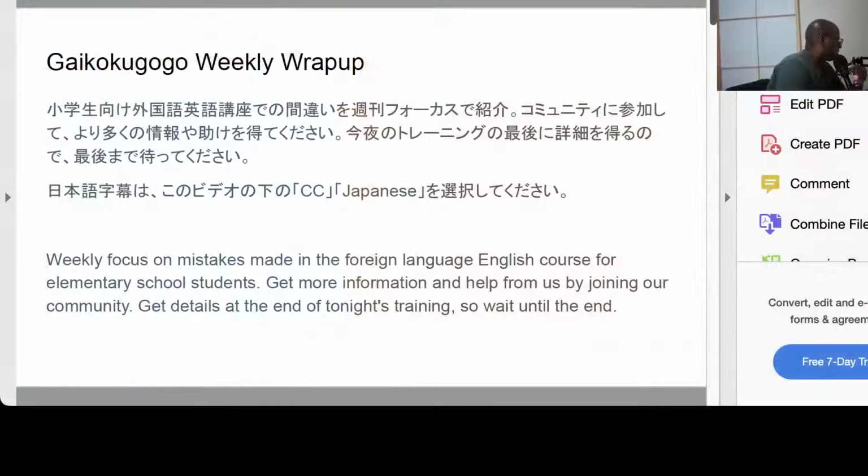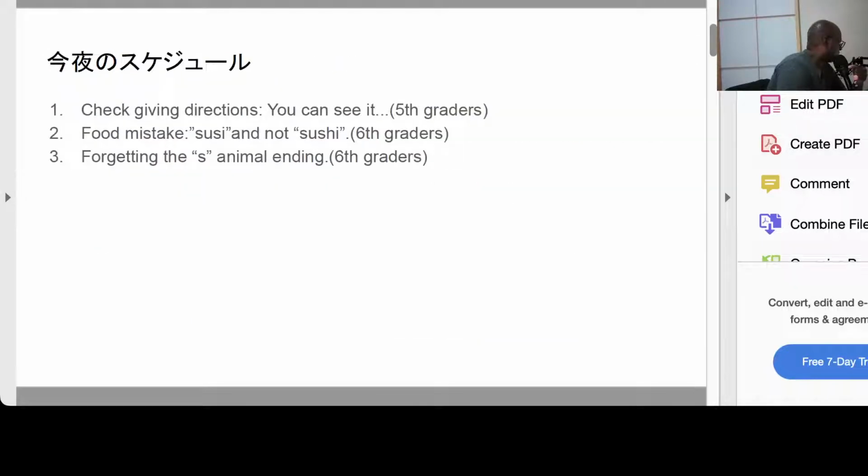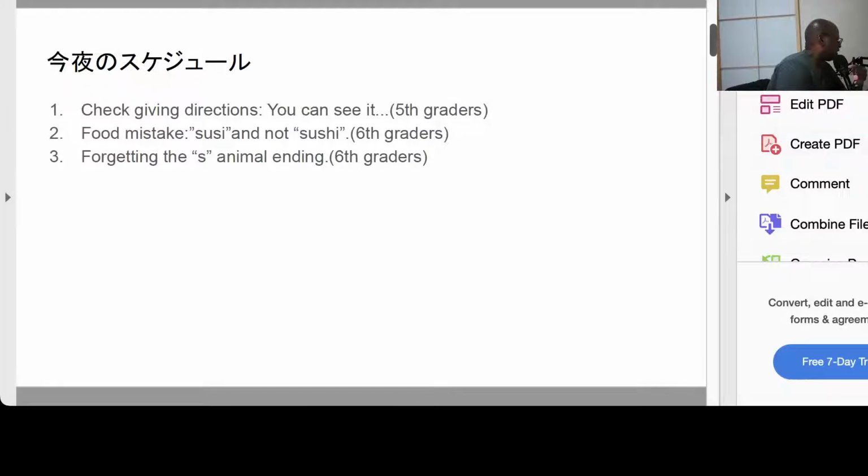Okay, so one of the things that I want to talk about is giving directions. Giving directions, you can see it. Okay, so giving directions, that is one of the things that I'm going to be covering today.